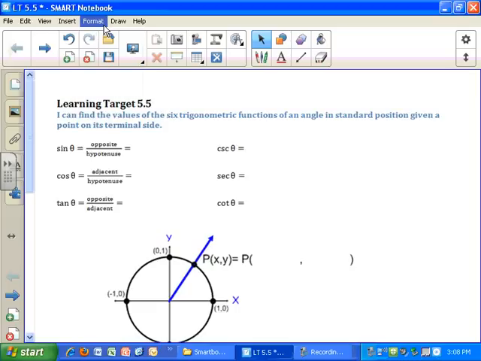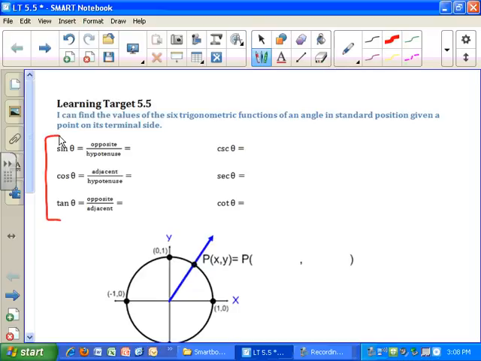Learning target 5.5 is finding the values of the 6 trigonometric functions, or the 6 trig functions for short, of an angle in standard position given a point on its terminal side. Okay. These first three should be review: sine, cosine, and tangent. A lot of people use the acronym SOHCAHTOA to remember that sine is opposite over hypotenuse, cosine is adjacent over hypotenuse, and tangent is opposite over adjacent.